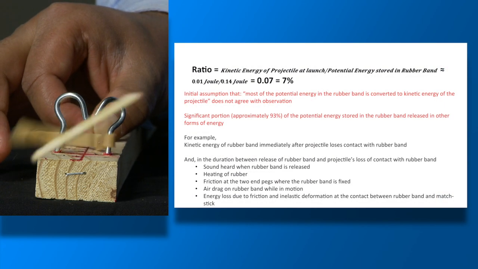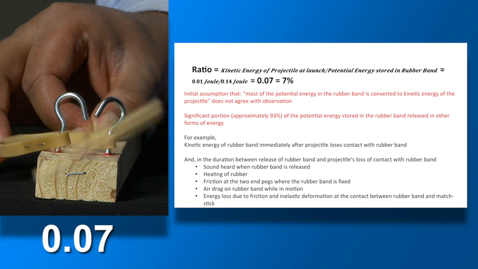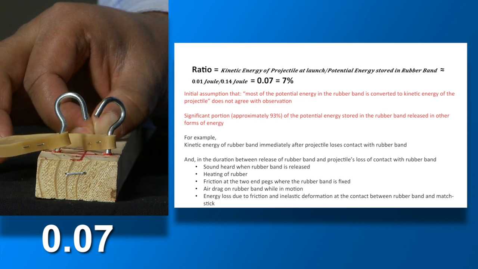When I did this experiment, I found this ratio to be 0.07. Based on this observation, we can infer for my rubber band matchstick setup that the initial assumption that most of the potential energy of the rubber band is transferred to the matchstick is not quite right. A significant portion of the potential energy is converted to other forms of energy.